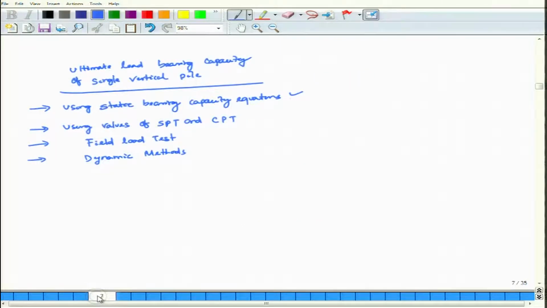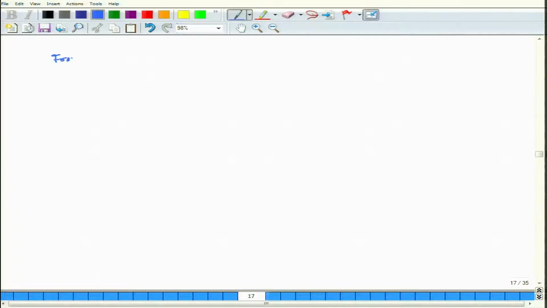Let me go back. If you look at here, first part right now I have finished using static bearing capacity equations. These are the static bearing capacity equations particularly, and based on that, particularly for cohesionless soil and cohesive soil, we have done it. Then by dynamic methods or dynamic formula, second part, field load test, then values of SPT, CPT will be later on. So it will be pile bearing capacity from dynamic pile driving formula.